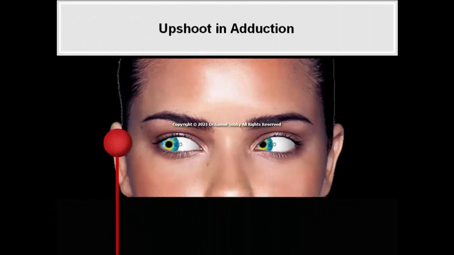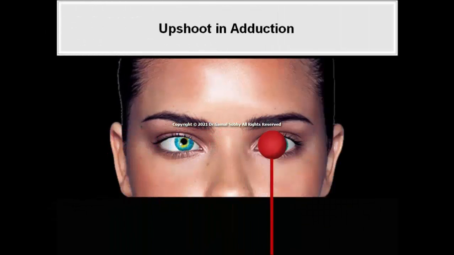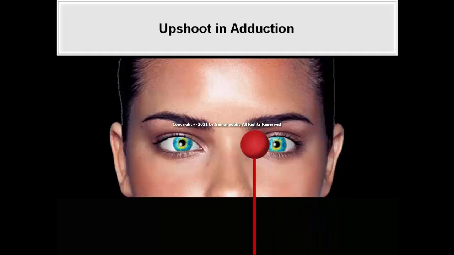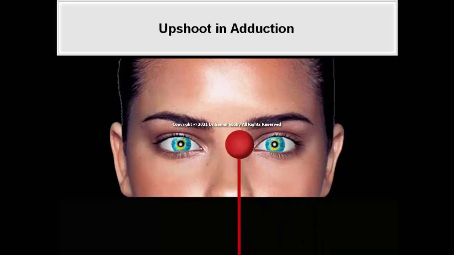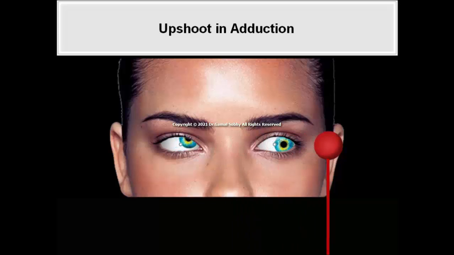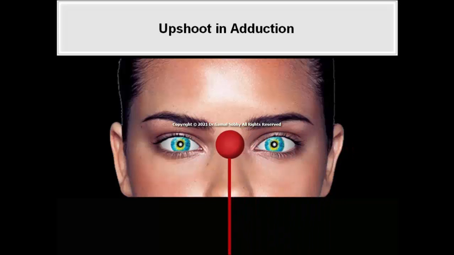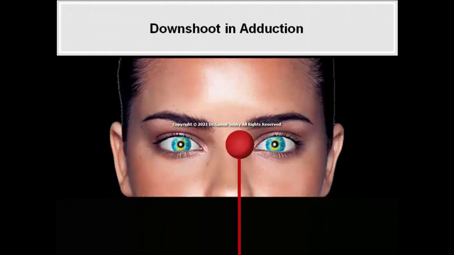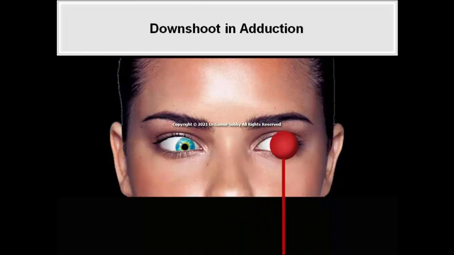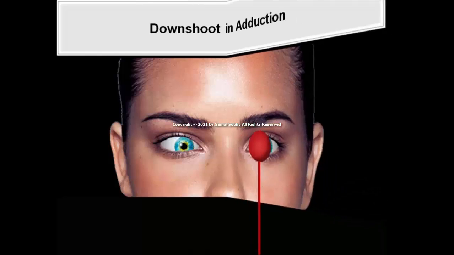Elevation in adduction may occur in overaction of the inferior oblique muscle, paralysis of the contralateral superior rectus muscle, dissociated vertical deviation, Duane retraction syndrome, excyclotropia of the involved eye, and ectopic muscle pulleys. Depression of the adducted eye may occur in overaction of the superior oblique muscles, paralysis of the contralateral inferior rectus muscle, ectopic muscle pulleys, and Duane retraction syndrome.